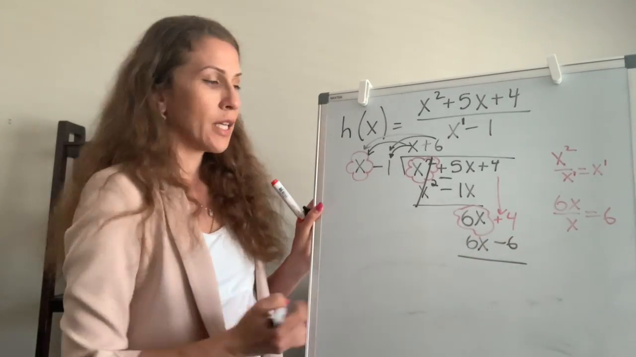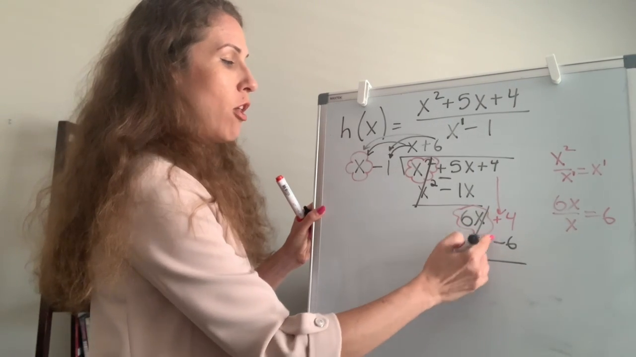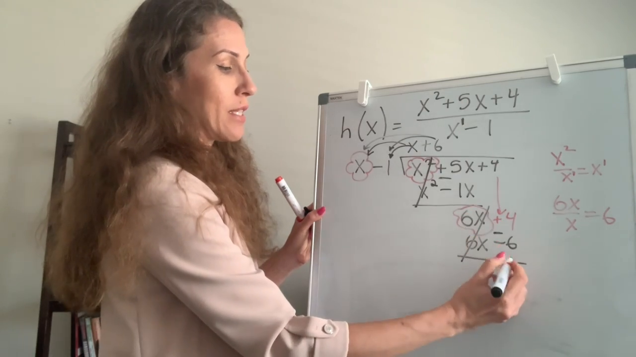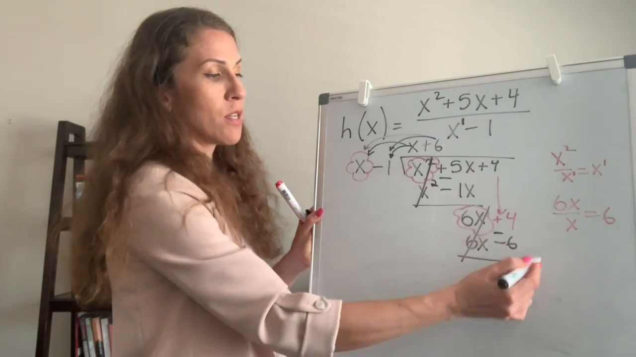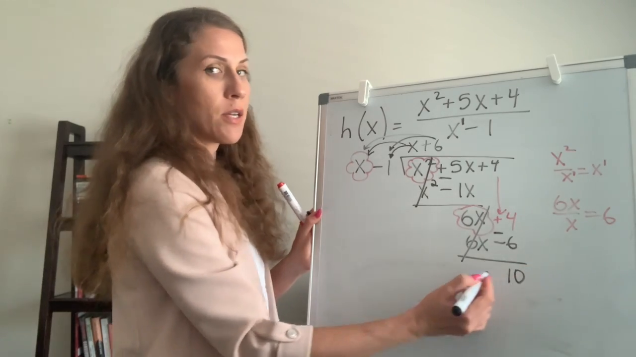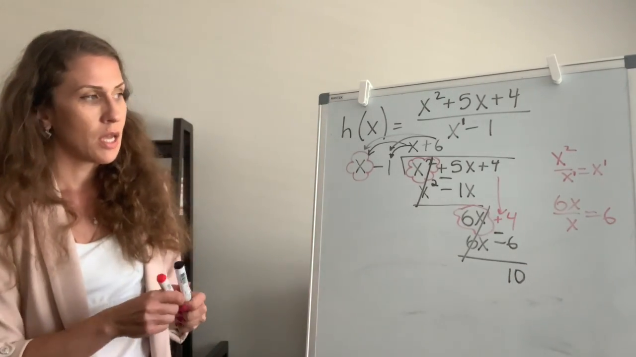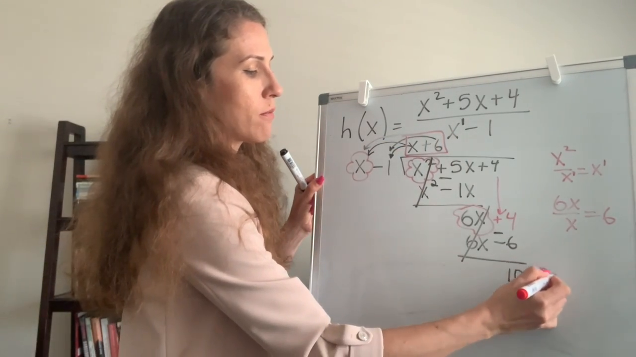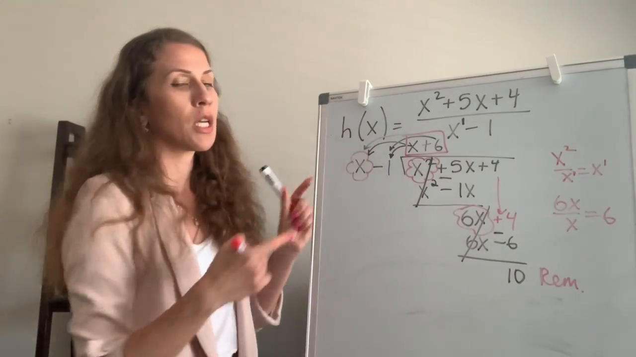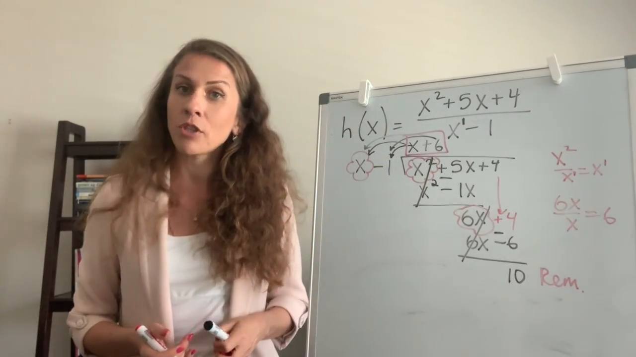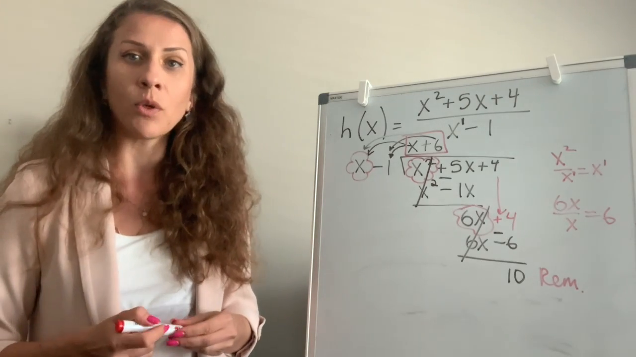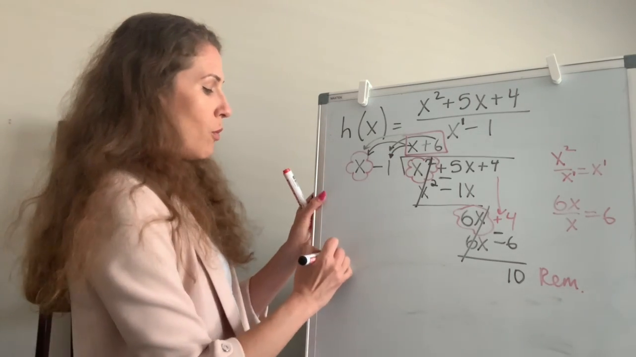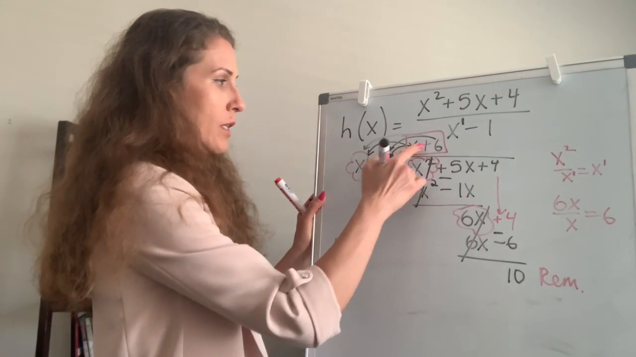So now we subtract. 6x minus 6x cancel. 4 subtract negative 6 is actually 4 plus 6, so that's a 10. And we're done because there is nothing else to bring down. This is the remainder here at the bottom, and the quotient is at the top. This is the remainder, and this is the quotient. So the oblique asymptote for our function h is y equals the quotient. We ignore the remainder. You don't need the remainder for these purposes. So the oblique asymptote here is y equals x plus 6.